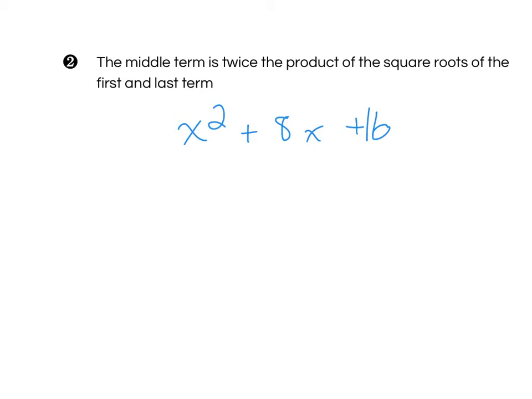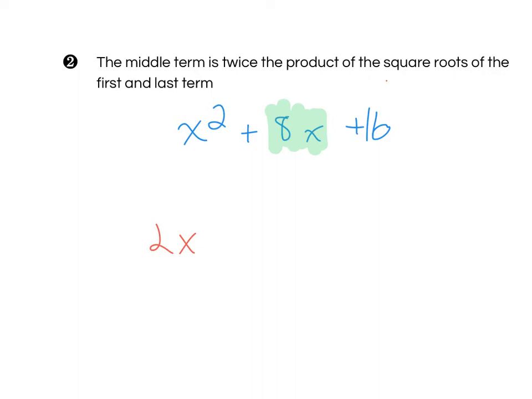So let's highlight that middle term. I'm going to dissect this whole thing. Here's my middle term. It is twice, so in other words, 2 times, I'm going to write that down, 2 times the product. Okay, product means multiply. So twice the product of the square roots of the first and last term. So let's break that down.